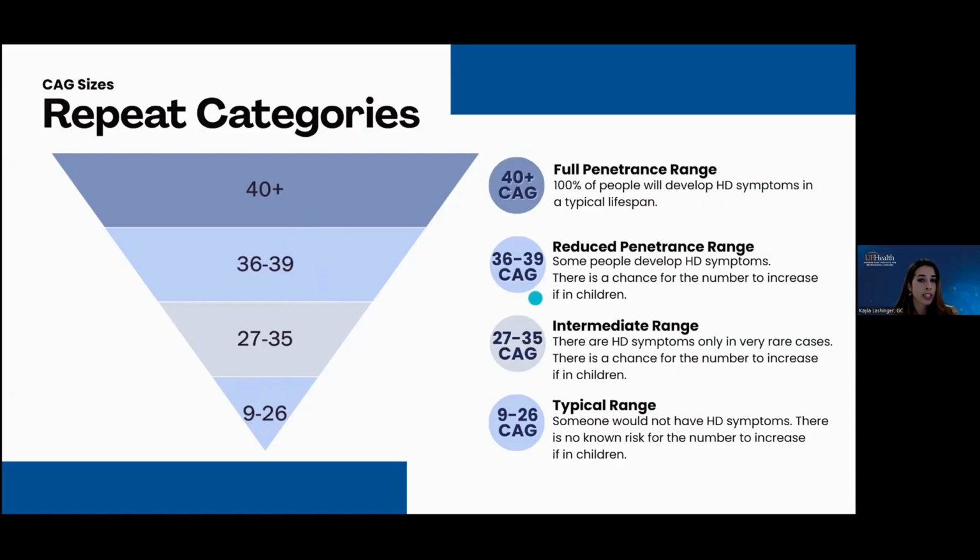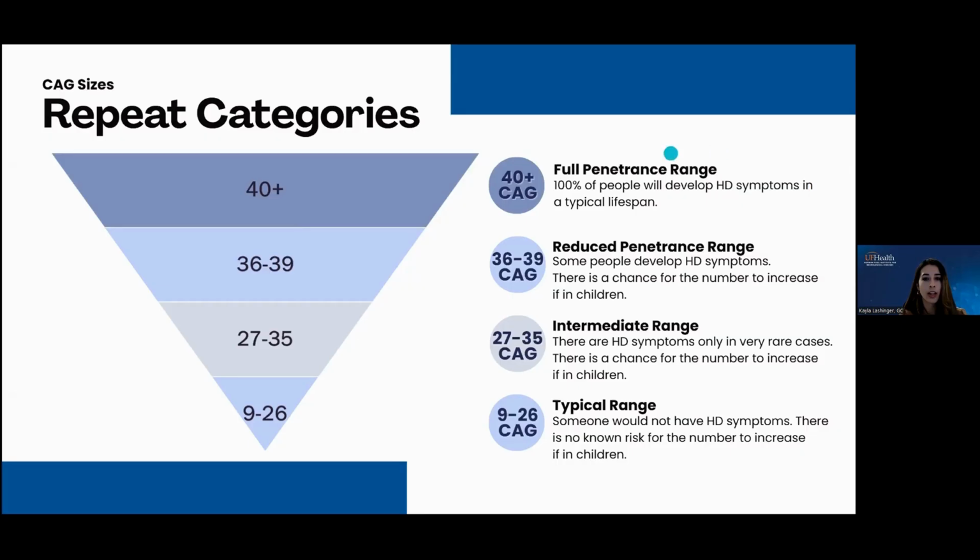In this 36 to 39 range, that's what we call reduced penetrance. Essentially what that means is that not everyone develops symptoms. Some people get symptoms in their lifetime, while some people never develop any symptoms. We are learning a bit more about why some people have symptoms and some people don't, but we don't clearly know. I'll talk a little bit about that when we talk about modifiers and what we're learning in differentiating who does and does not have symptoms in a lifetime.